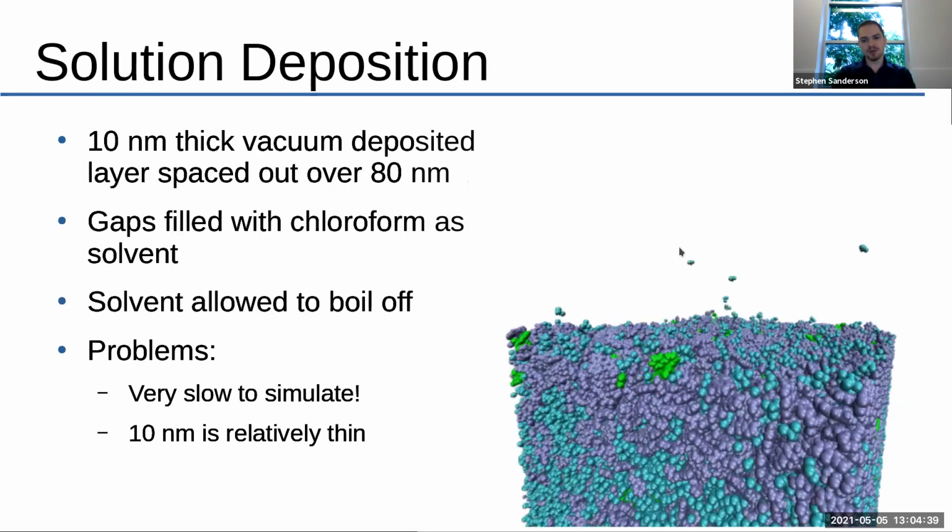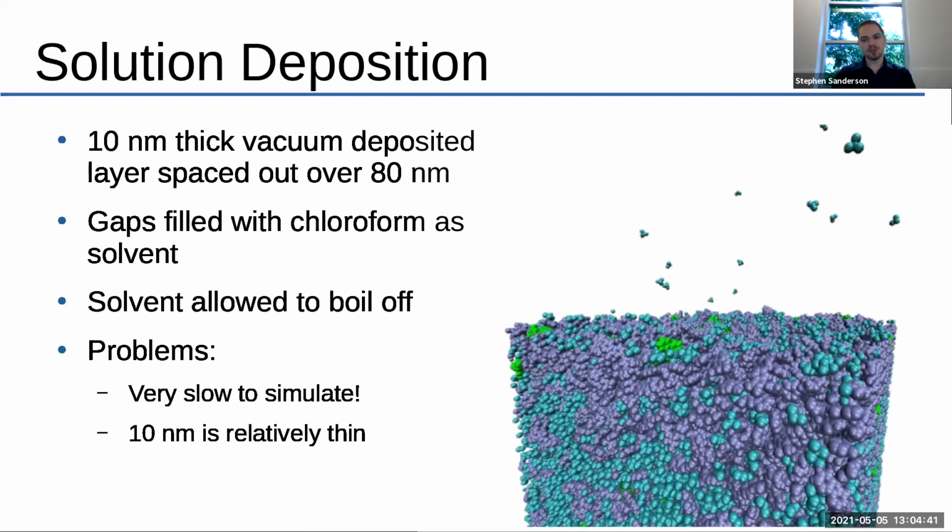Now, the more interesting process is modeling solution deposition, and Tom Lee gave a nice talk on this at our last in-person seminar for those who were there for that. Basically, the process that they came up with is to take a 10 nanometer thick vacuum deposited layer, space it out over about 80 nanometers, and then fill the gaps with chloroform as their solvent. Chloroform because it's small, easy to simulate, and they could easily get it to boil off.